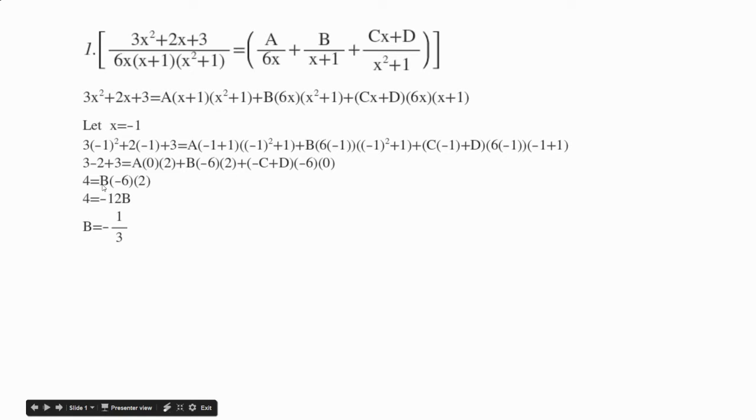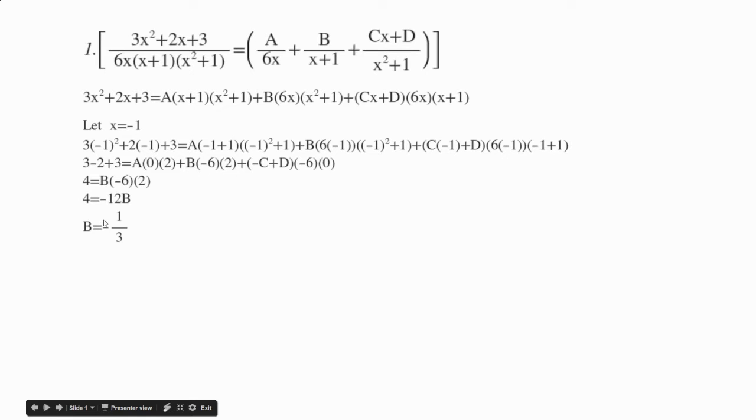So that simplifies out to 3 minus 2 plus 3 equals A times 0 times 2. So this first term is going to cancel out, plus B times negative 6 times 2 plus negative C plus D times negative 6 times 0. So this last term is going to cancel out. And 3 minus 2 plus 3 is 4. So that's going to give you 4 equals B times negative 6 times 2. So 4 equals negative 12B. Divide both sides by negative 12. B is going to be negative 1/3.